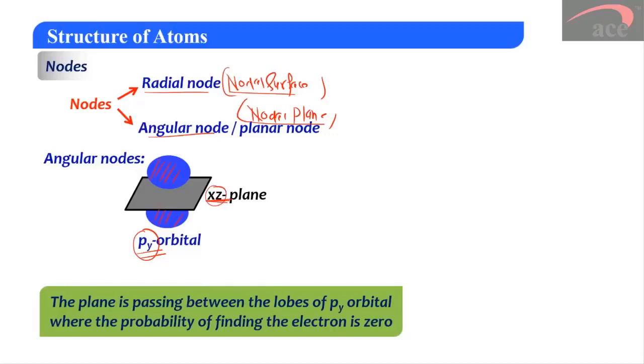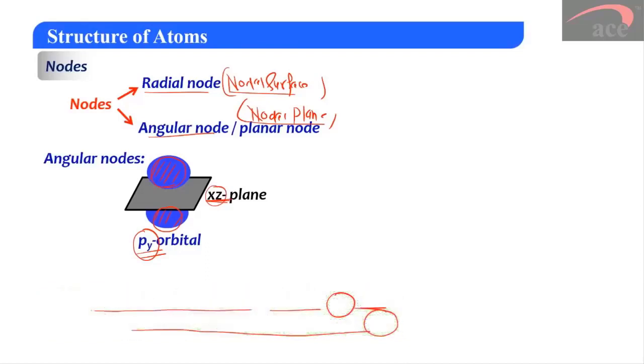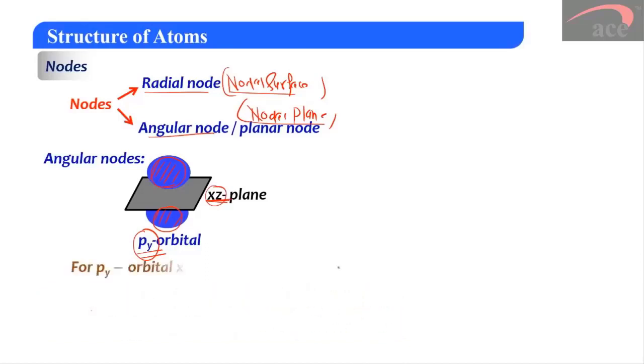When we talk about the nodal plane, please remember the plane is passing between the lobes of the py orbital. Can you see? This shaded region is the lobe of the p orbital, and this is the plane which is passing between the two lobes. So between the lobes of the py orbital, the probability of finding an electron is 0. Let's take the py orbital first. For the py orbital, the nodal plane is present in xz.